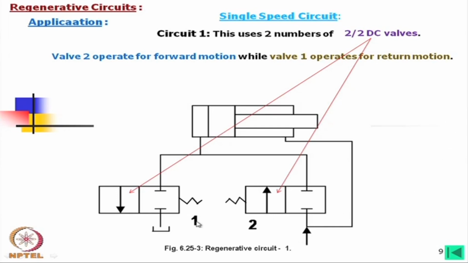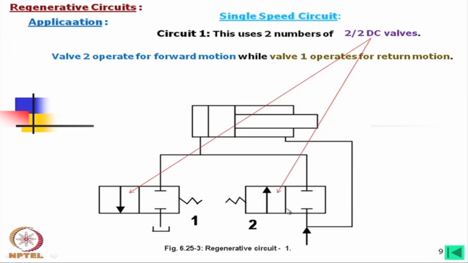Now, when valve 1 is engaged, this line is connected and valve 2 is closed, that means it is in this position. Then oil is coming back to the tank from the full area side and oil is going to the return side. That means normal return and regenerative forward motion. So, this is the simplest circuit, but we have used 2 by 2 DC valves.